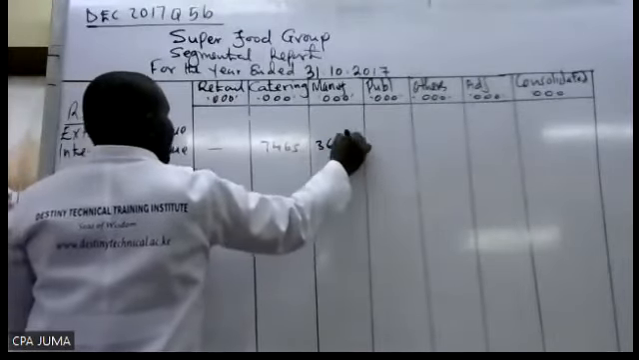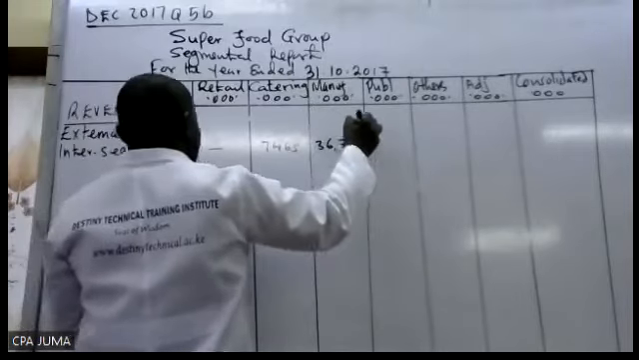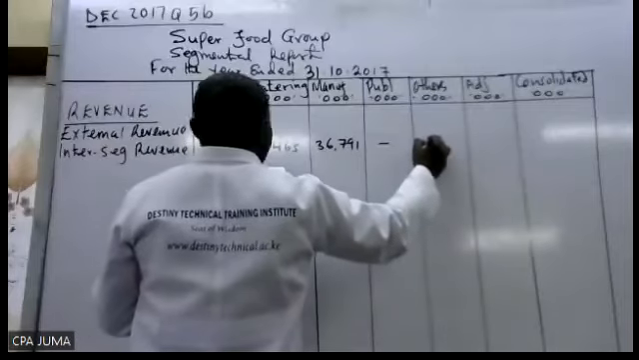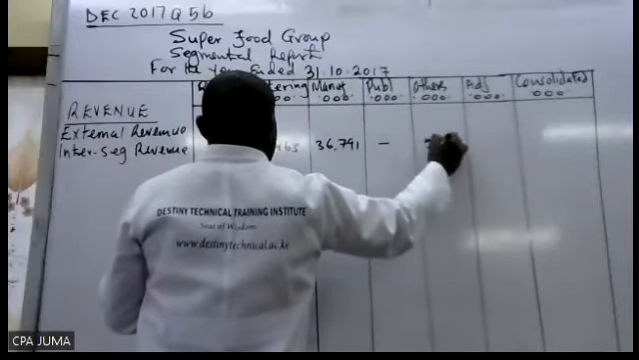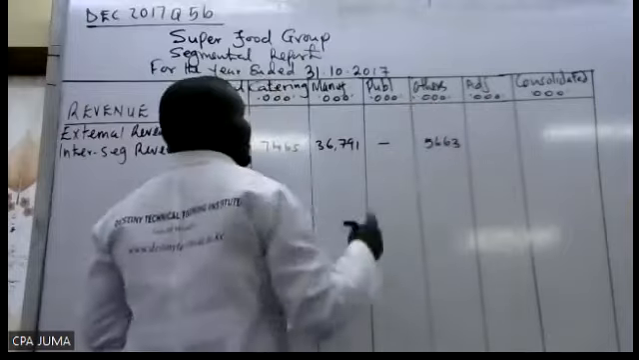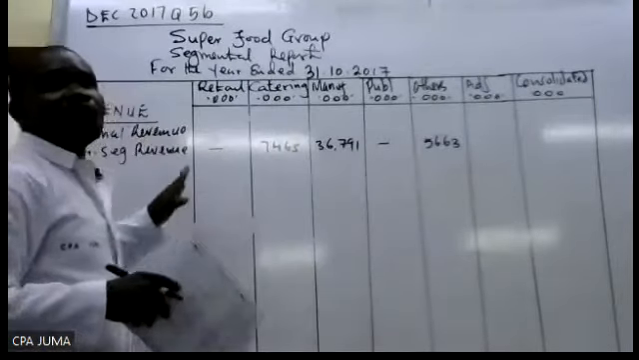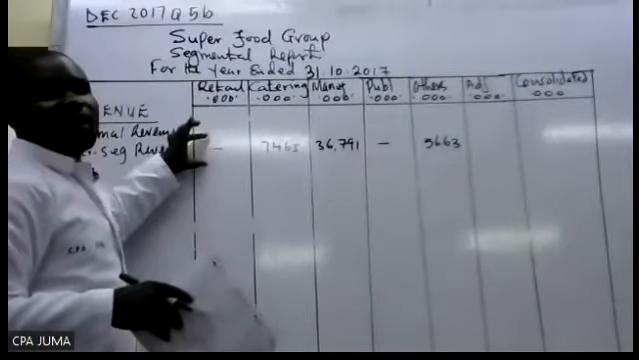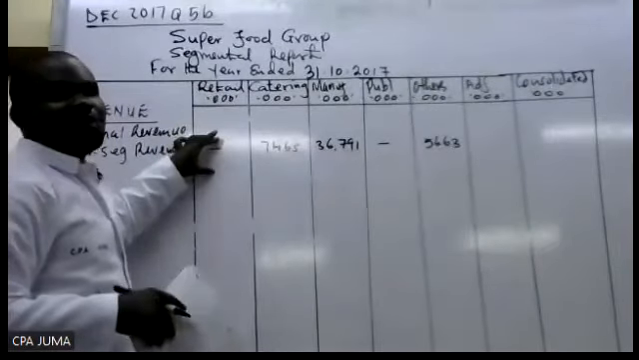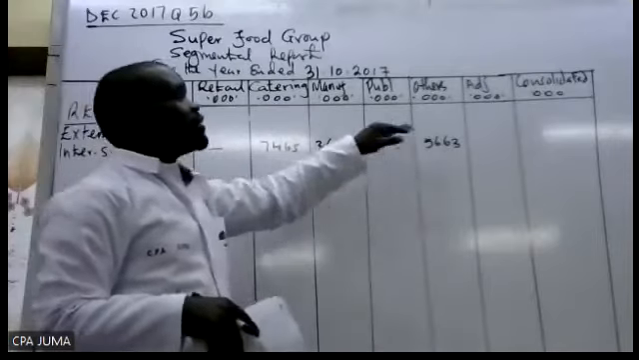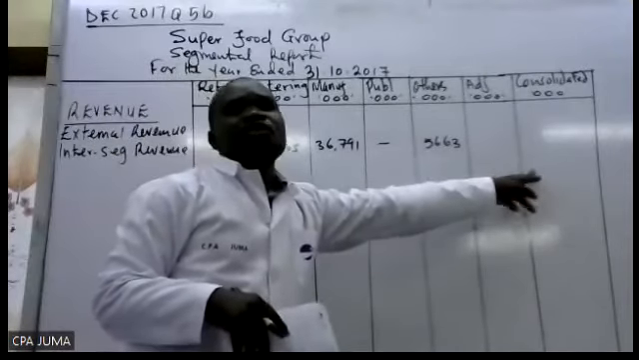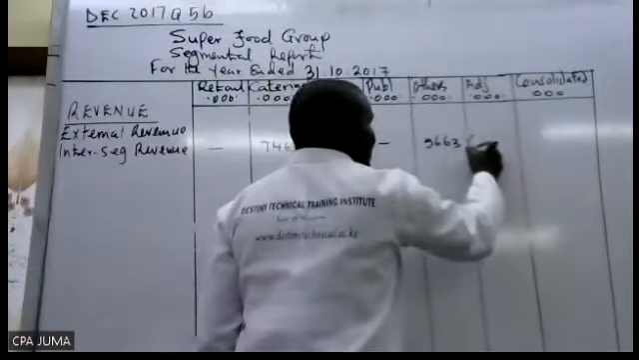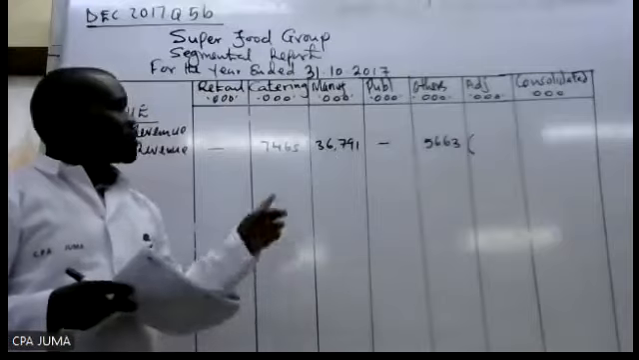74, 65, 36, 7, 91. Publishing was nothing. Then this one we have 56, 63. Then now these are called, from your group accounting section 3, intergroup sales. You eliminate. So whatever you sold amongst yourselves should not be disclosed in the consolidated. So you take this plus this plus this, but we eliminate it here. We adjust it out. So can you add the 3?